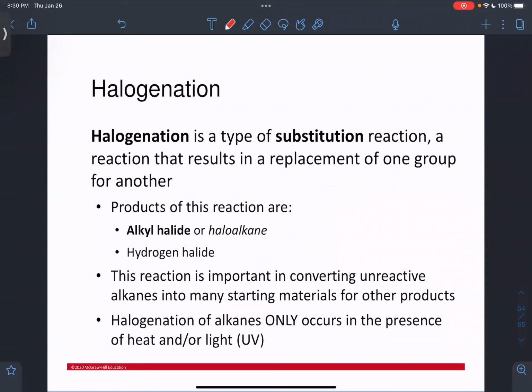Halogenation, we said, was a type of substitution reaction where you have a replacement. What are you replacing? You're replacing the hydrogen with a halogen, right? So what are you going to make in this reaction? And I'll show you one in a second. You're going to make an alkyl halide or a haloalkane. Either way, this makes a little more sense with the naming convention that we've been using, but you have to know both. And then a hydrogen halide. So almost all halogens will exist as diatomic.